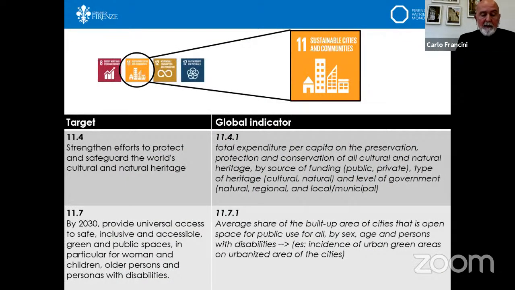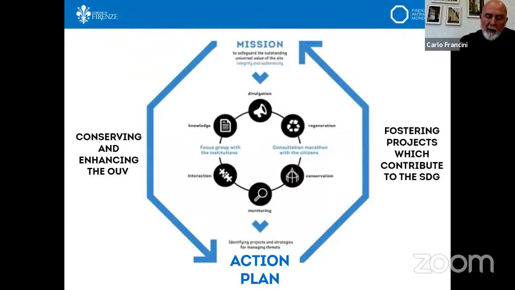As you can see from the slide, the project is consistent with goal 11, targets 11.4 and 11.7, and with the ISTAT indicator, incidence of urban green areas on urbanized area of the cities. For every strategic project of the 2021 management plan, we will select and apply one of the indicators identified by ISTAT for the Sustainable Development Goals. Thus, our action plan intends to conserve and enhance the outstanding universal value which brought Florence to be inscribed on the World Heritage List, while fostering projects which contribute to the Sustainable Development Goals.